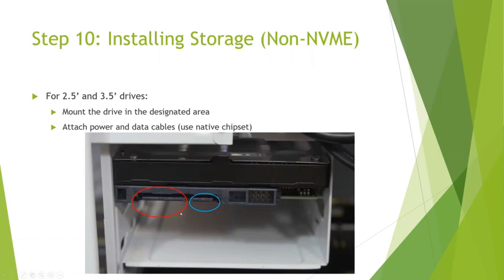Now you'll see that here there are two things circled. The red one is the power cable, and the blue one is the data cable. So for your data cable, you'll want to first attach it from your hard drive to your motherboard, and you want to attach it using the native chipset. Your motherboard manual will often show which ports are connected to the native chipset. You should always attach your drives there, simply because the native chipset is faster. If you have multiple drives and you don't have enough native chipset slots, then prioritize the faster drives like the SSDs.